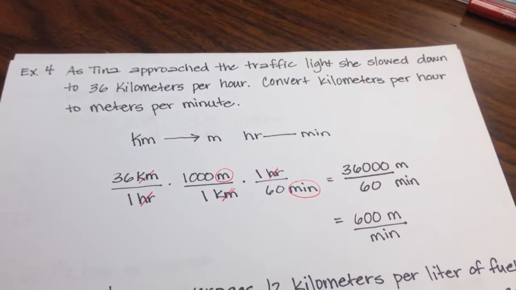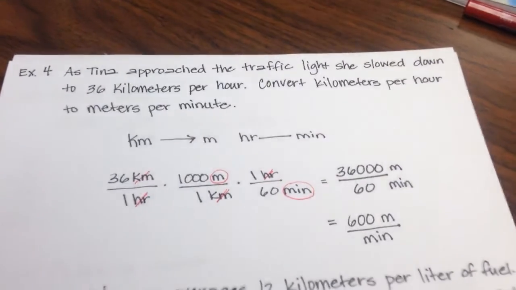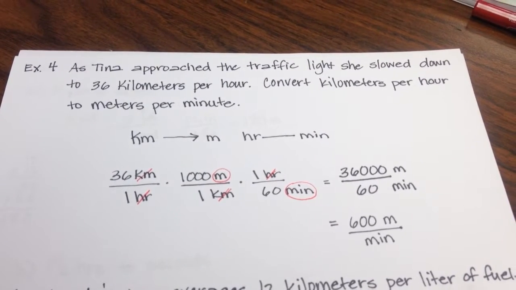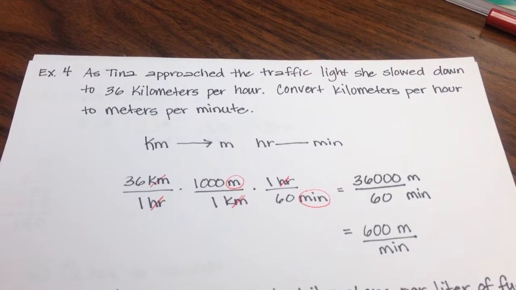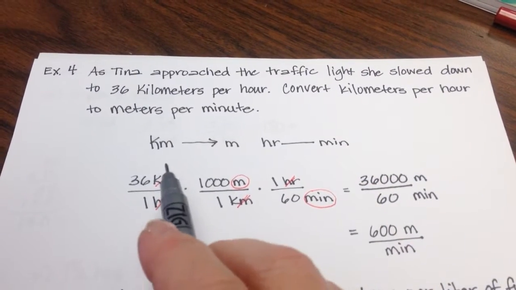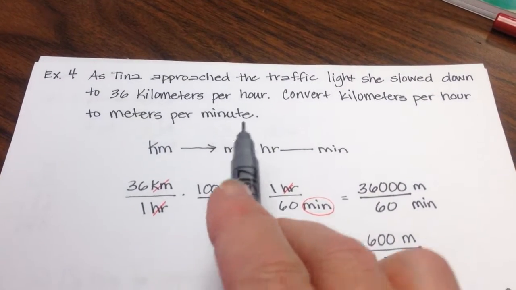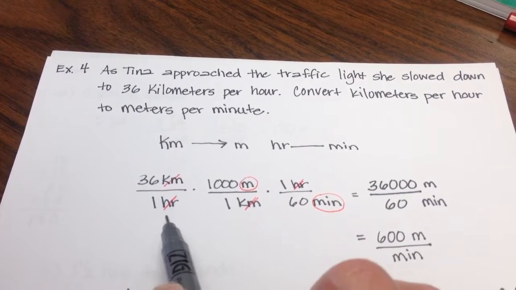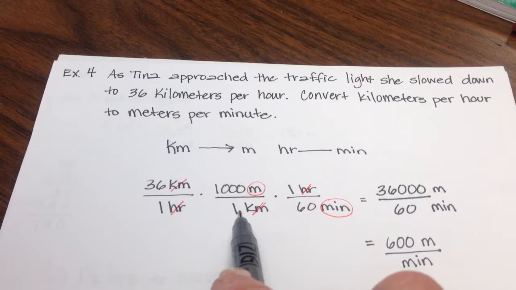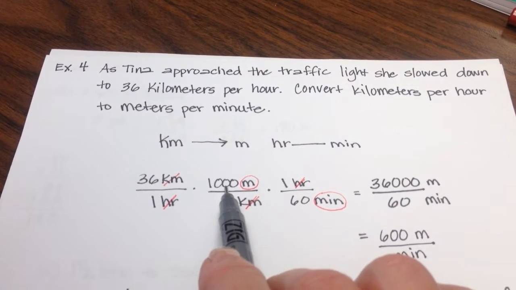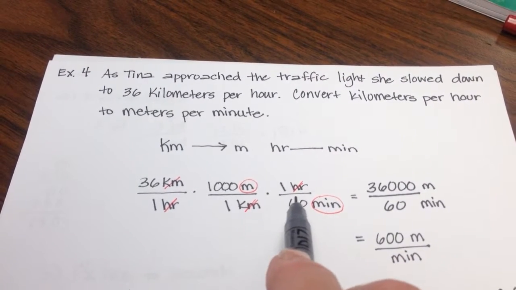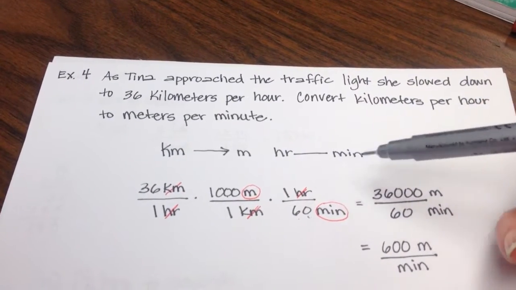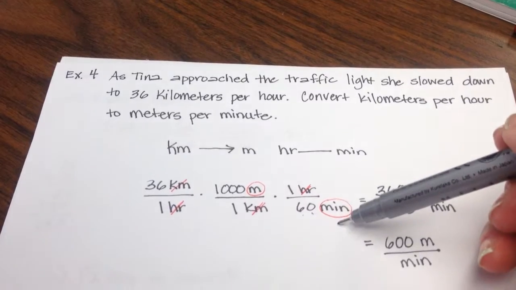All right. As Tina approached the traffic light, she slowed down to 36 kilometers per hour. Convert kilometers per hour to meters per minute. So we're first going to do kilometers to meters, hours to minutes. So 36 kilometers for 1 hour. Well, 1 kilometer is 1,000 meters. 1 hour is 60 minutes. Now this time I want 60 on the bottom because I want meters per minute, right?